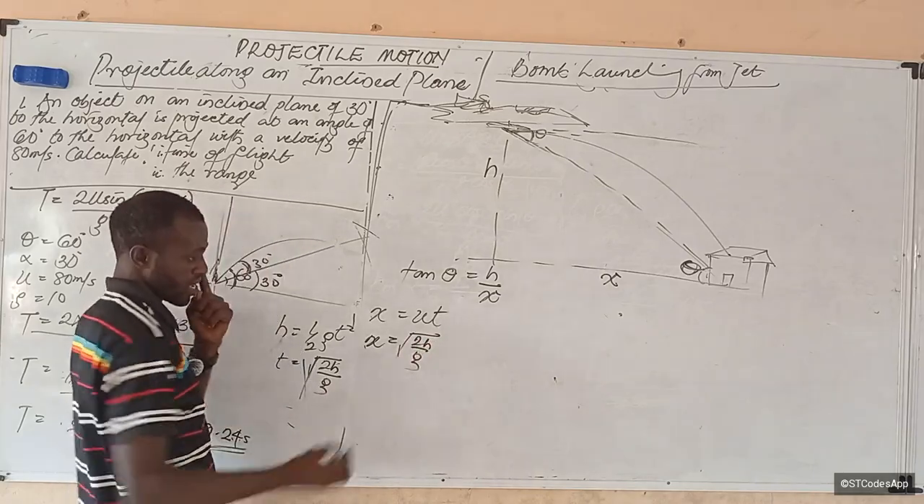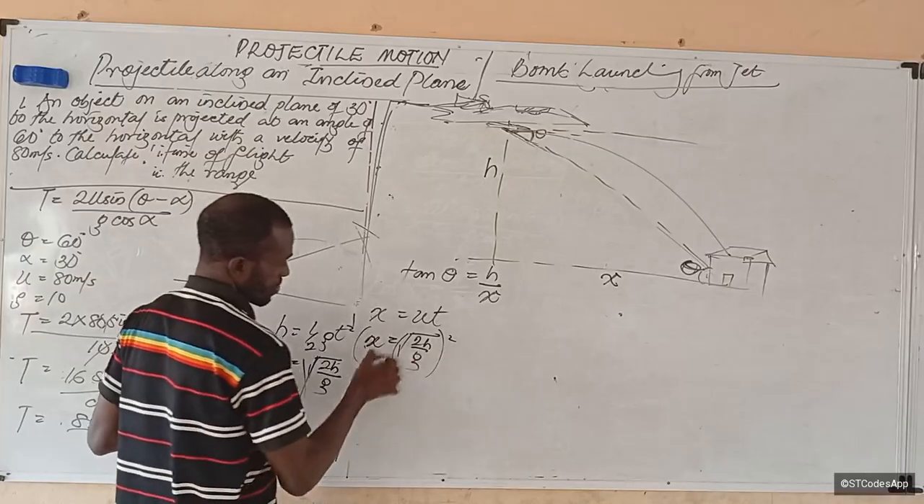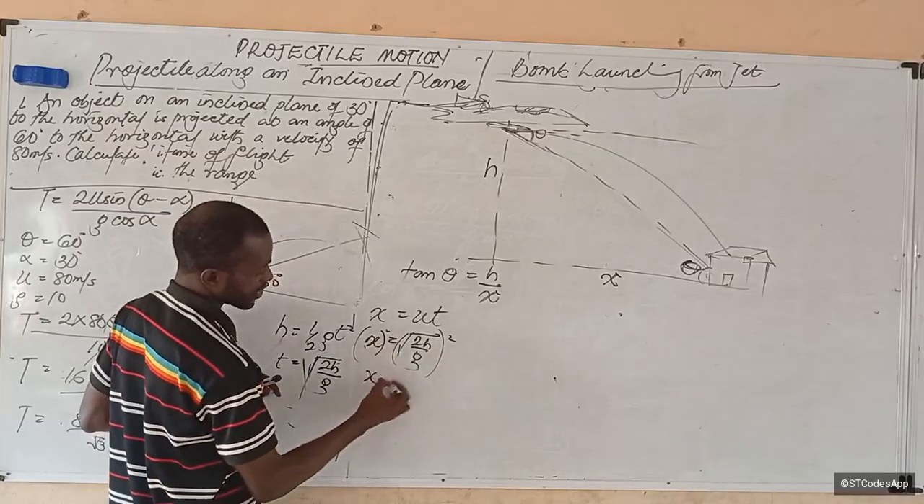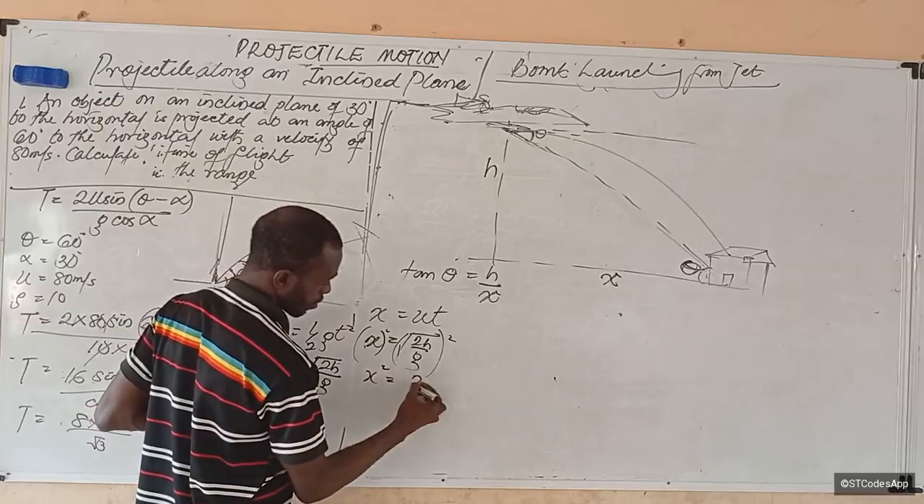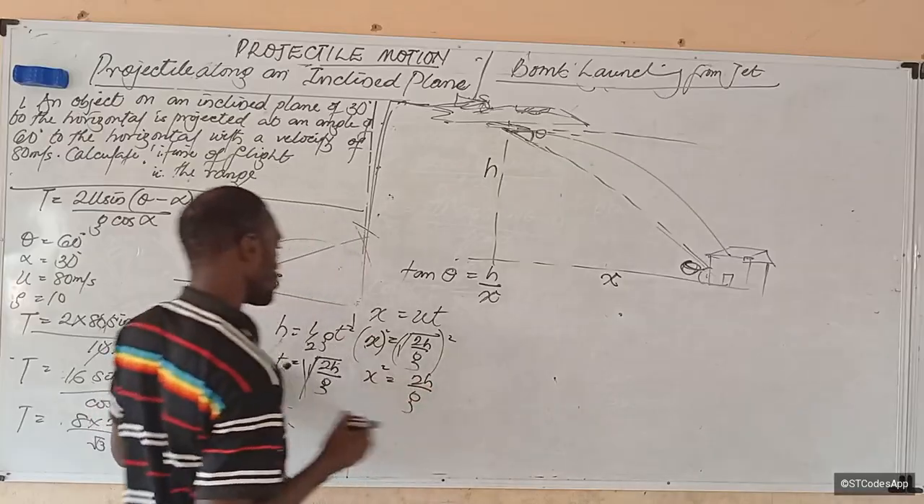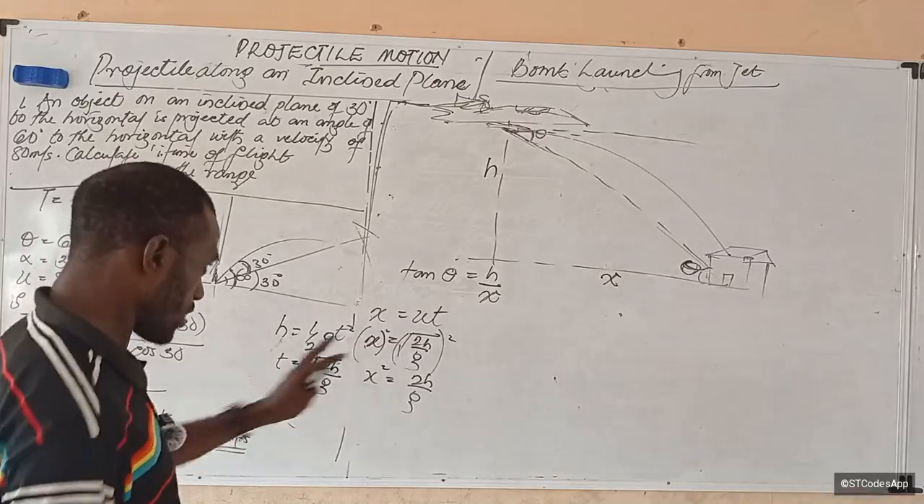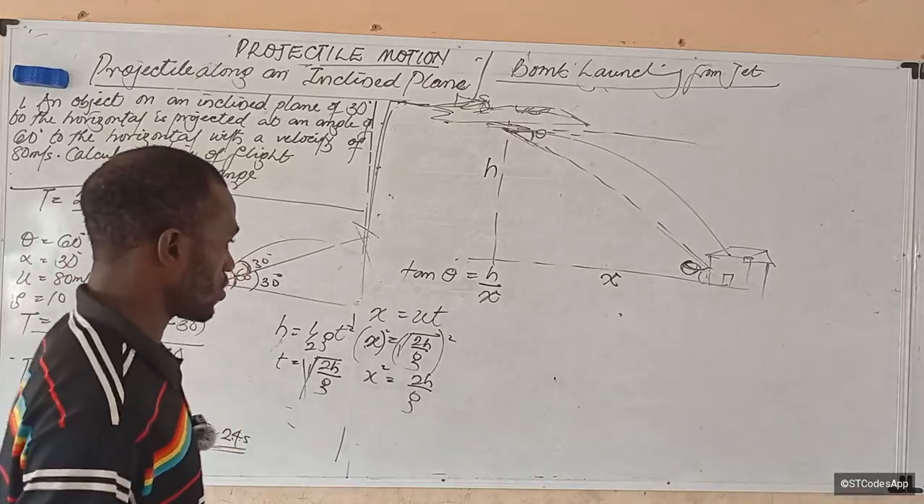Let me do something for you here. I can square this. If I square this, x squared, there's a reason why I'm doing that, x squared becomes 2h over g. Right? Let's hold this for now.